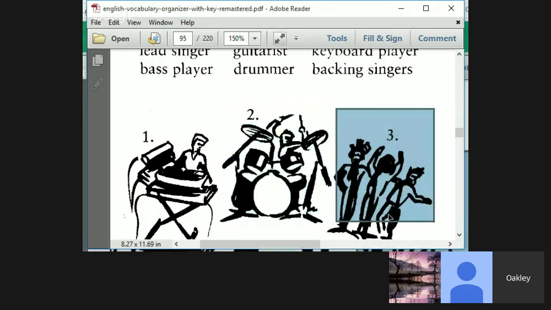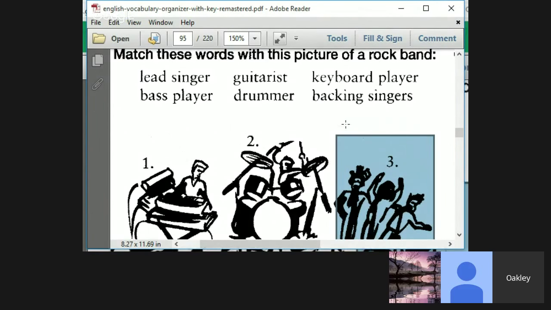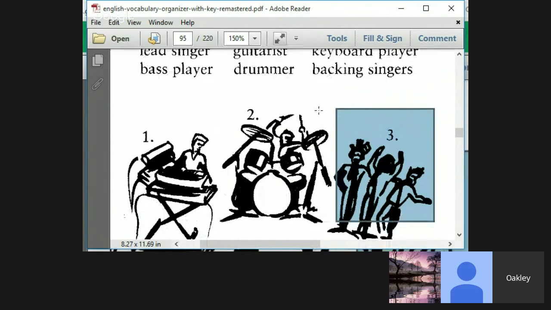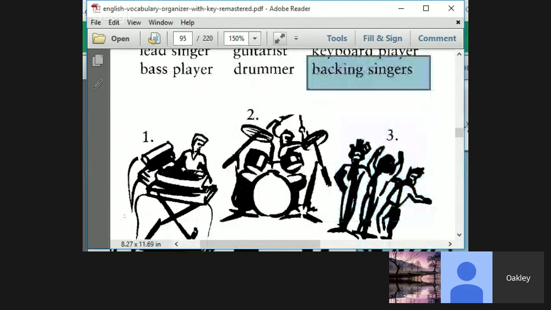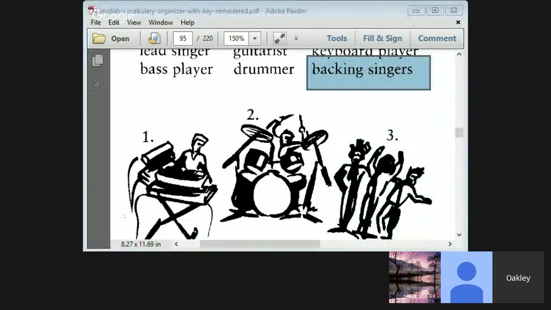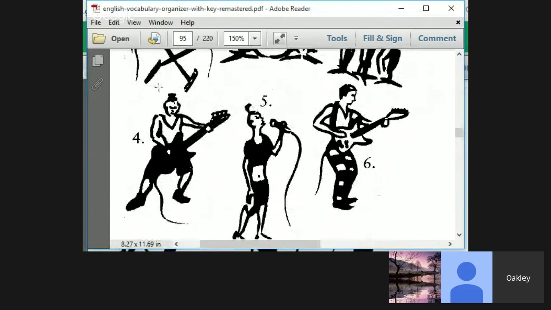Okay. Number three. Okay, Sam. Next badly drawn picture. Yes, and the backing singer. Backing singers. Yeah, that's fine. Often called backup singers. She's a backup singer for the band. They look like fans to me. They look like groupies cheering. I don't know. I guess.